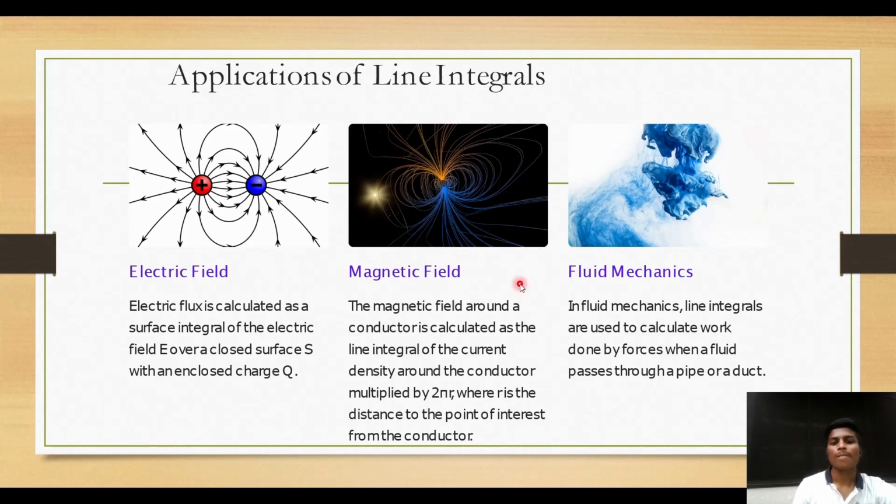Magnetic field. The magnetic field around a conductor is calculated as a line integral of the current density around the conductor multiplied by 2 pi r, where r is the distance of the point of interest from the conductor. This is called magnetic field. Now, fluid mechanics. In fluid mechanics, line integrals are used to calculate work done by force when a fluid passes through a pipe or a duct.